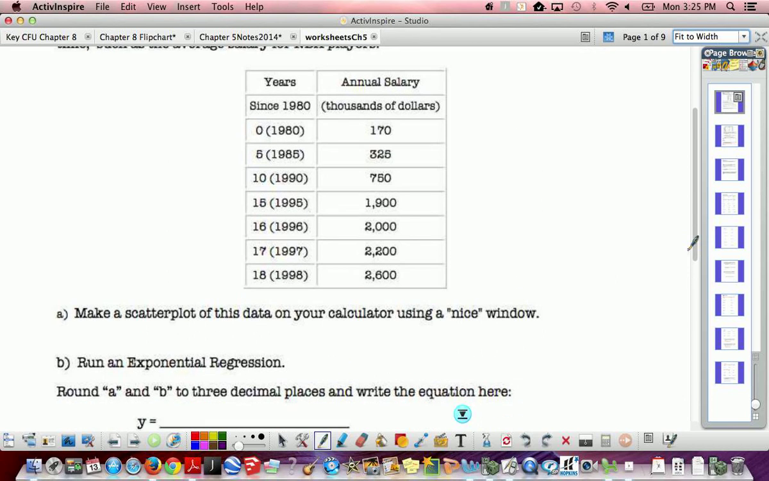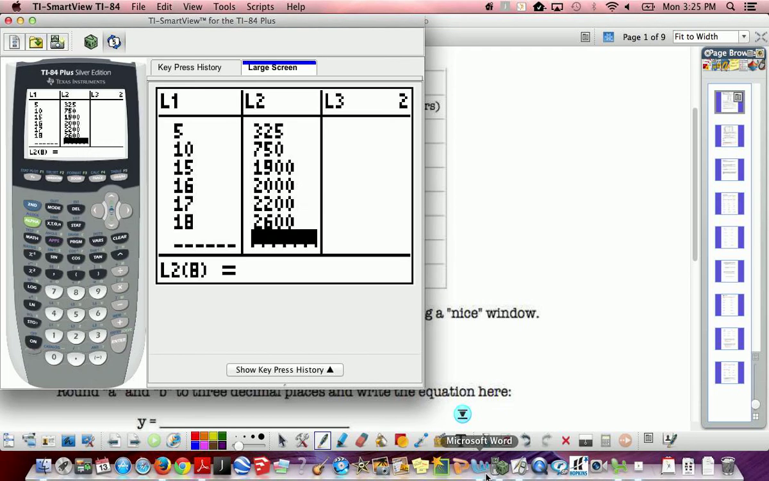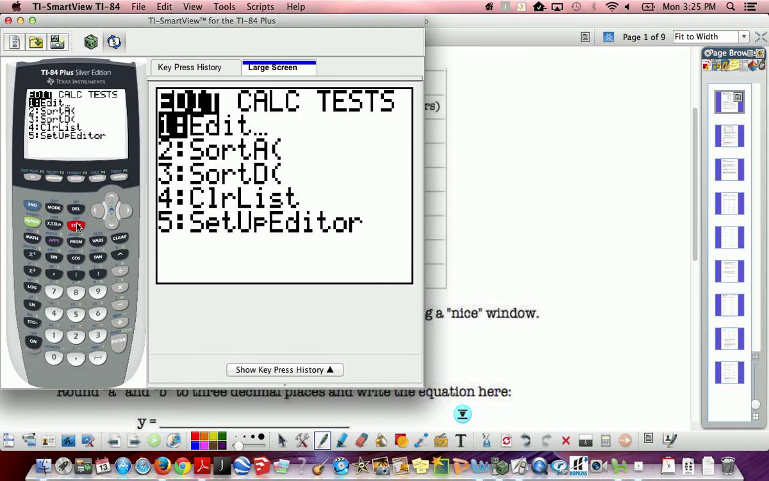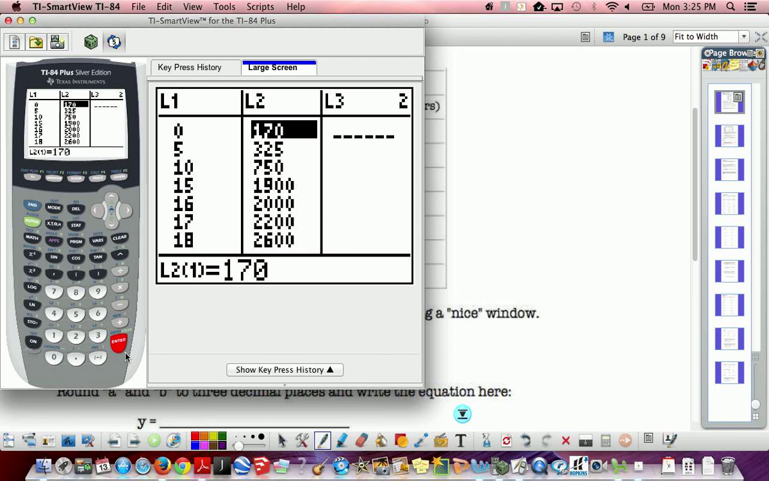So really this 170 represents $170,000. Notice how the years is years since 1980, hence why year 0 is 1980. So, in the first question it says, make a scatter plot of this data using a nice window. So, I'm going to pull up my calculator here, and if I hit the stat key, and again go under edit, I can go ahead and type in the data.